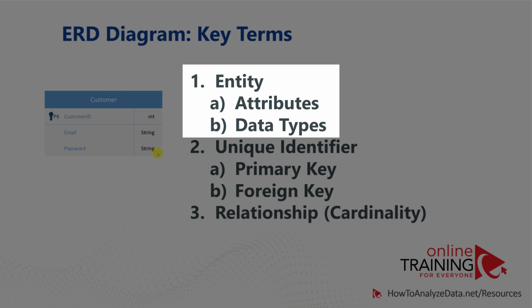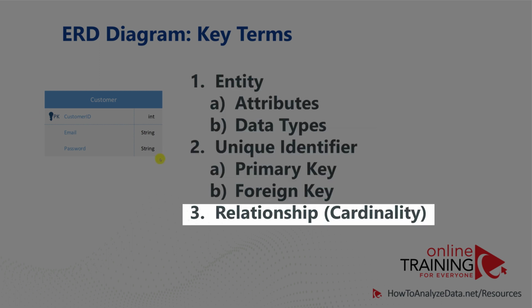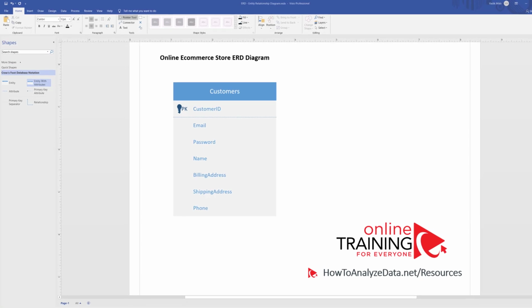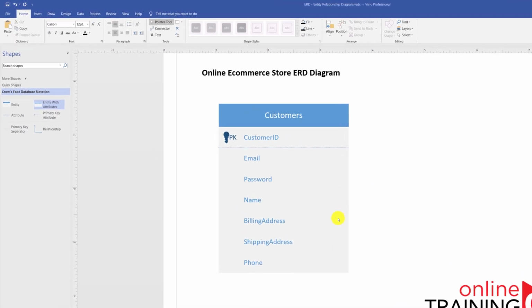In addition to defining entities with their attributes and data types, you also need to define relationships between entities. These relationships are called cardinalities. Typically, customer's entity contains at least 7 main attributes.